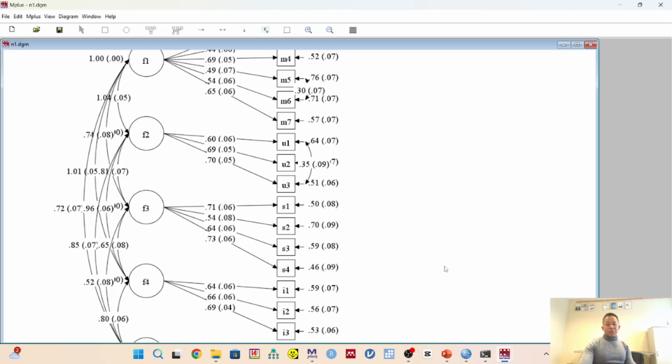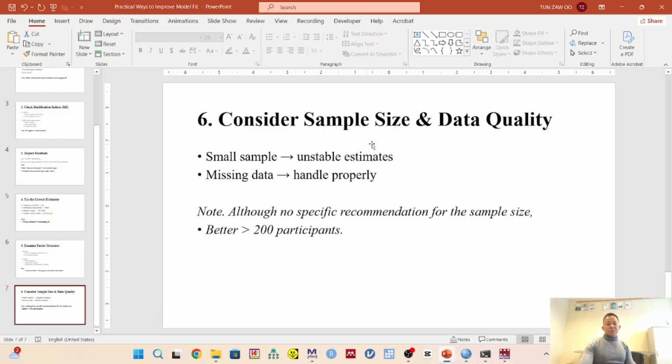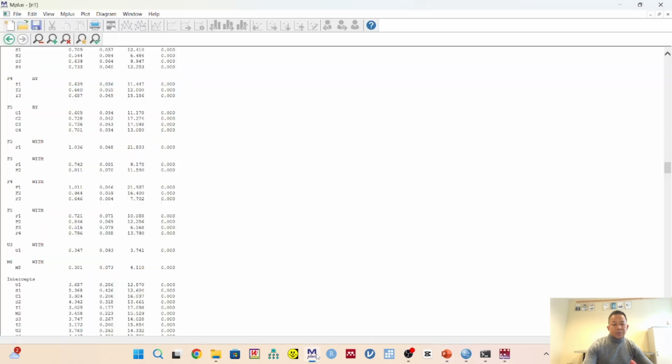In this video, I showed how to improve the model fit using modification indices. And also the last one is sample size. With a small sample size, estimates are unstable and it is quite difficult. Mostly, participants should number more than 200. But there is no common recommendation for the sample size. It should be more than 200 participants, which is better for running the CFA model and getting correct results. That's why we should take care in running CFA models. This is my presentation on improving the model fit in CFA models.